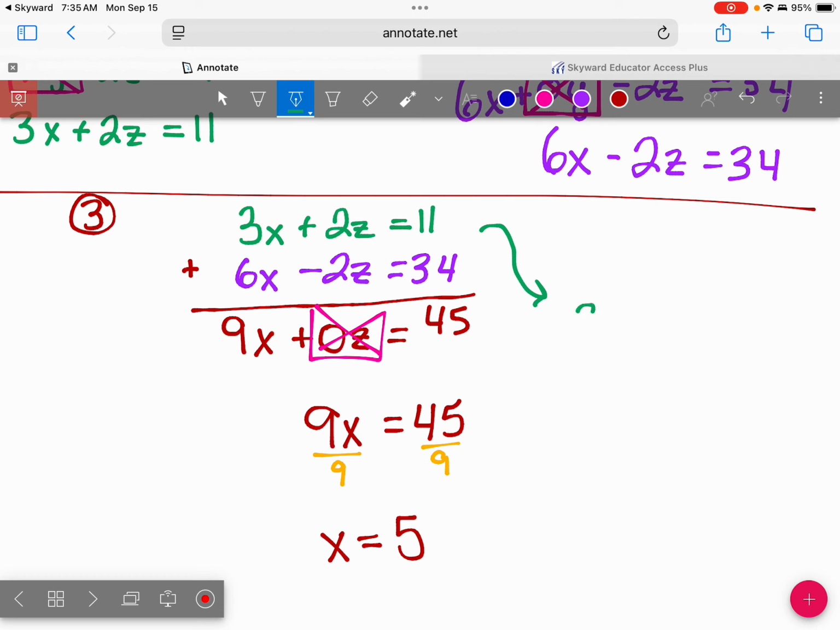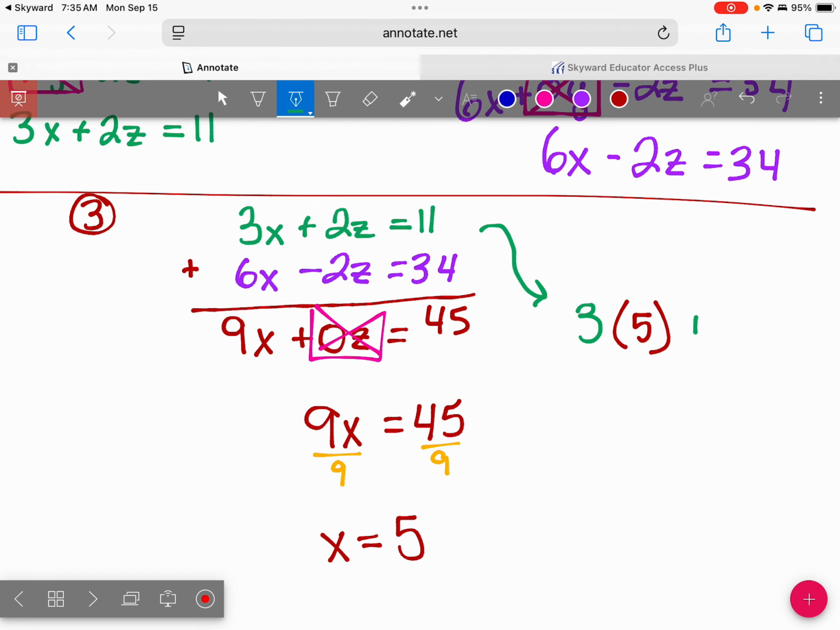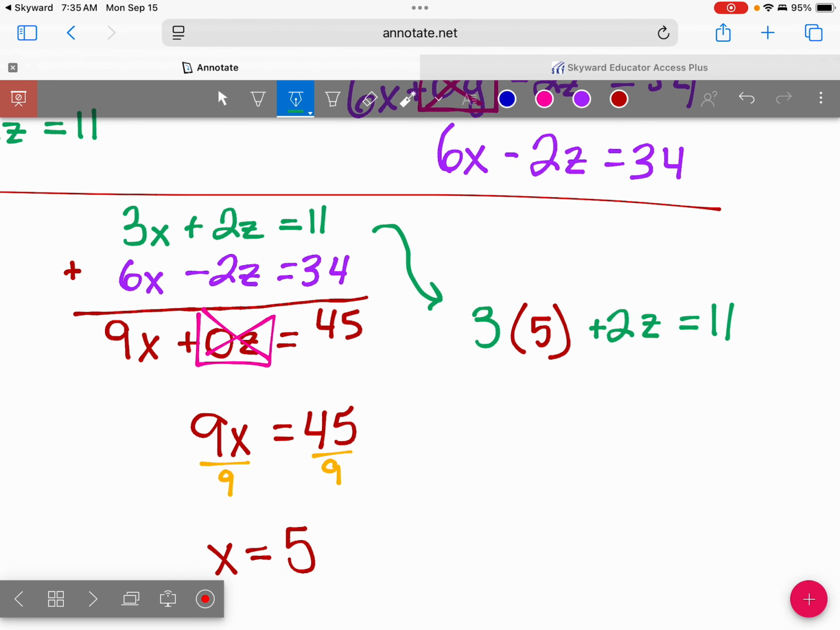So I'm going to take my 3x, but now I know my x is 5, plus 2z equals 11. So I'm just substituting my x of 5 into this equation so that I can figure out what z is going to be. Well, my 3 times 5 gives me a 15 plus 2z equals 11. How do I solve for z? I'm going to figure out what z is.